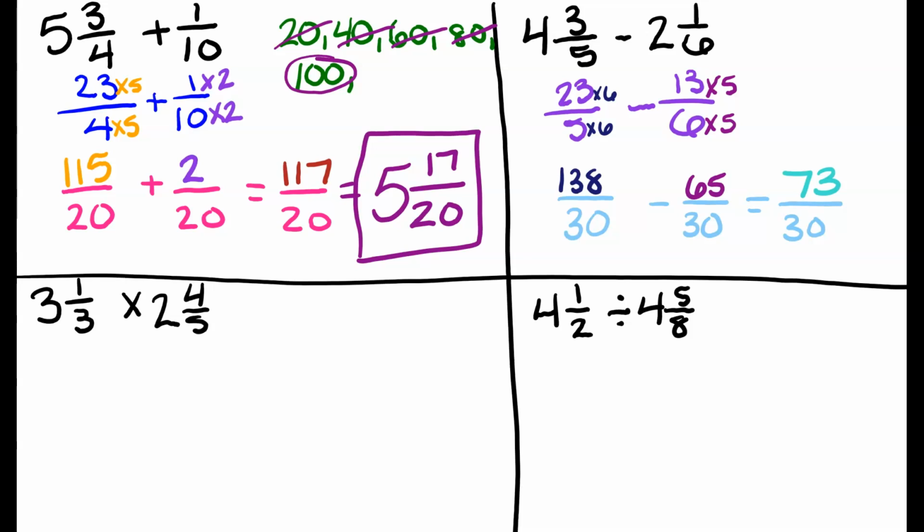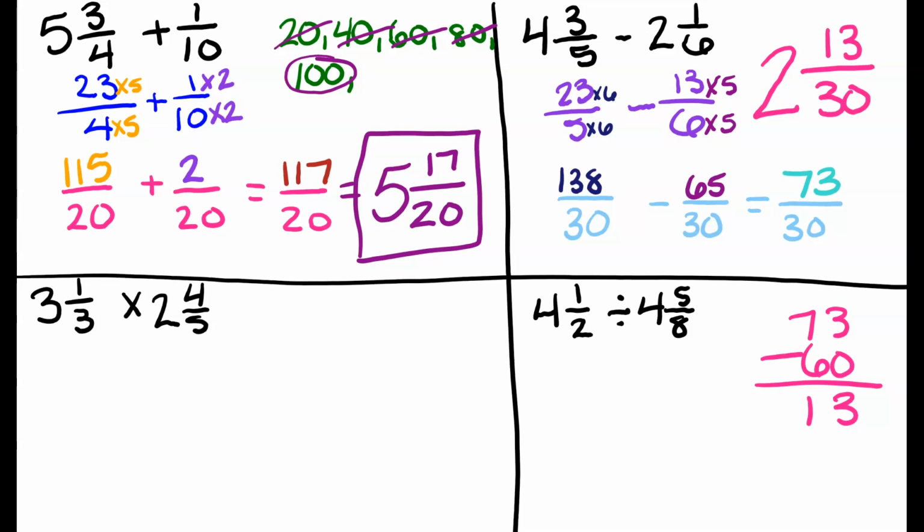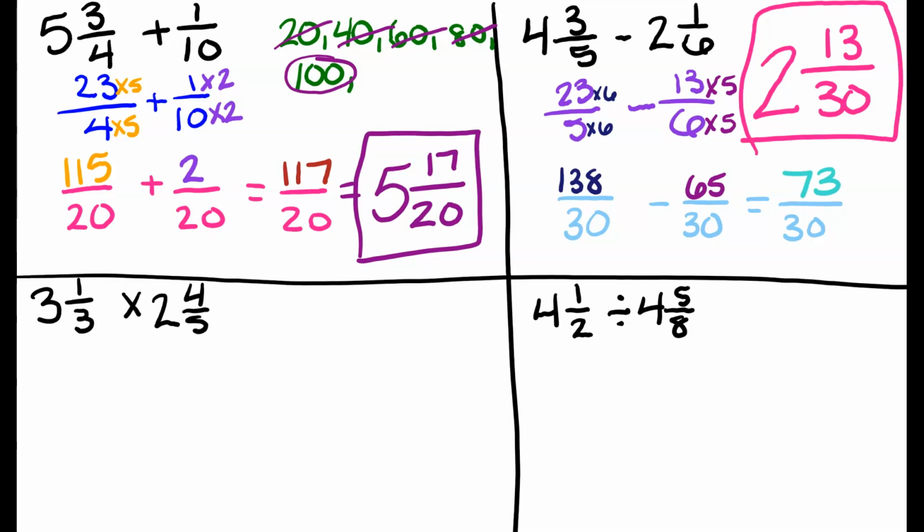30 can go into 73 2 times, because 30 times 2 is 60, and anything higher than that gets me over 73. So I know this is going to be a giant number 2. And I do 73 minus 60, because that's 30 times 2, which will get me 13 over our denominator, 30. So our answer, 73 over 30, becomes 2 13/30. They didn't give me a unit, and I can't simplify anymore, so I box it in, and that's the answer.